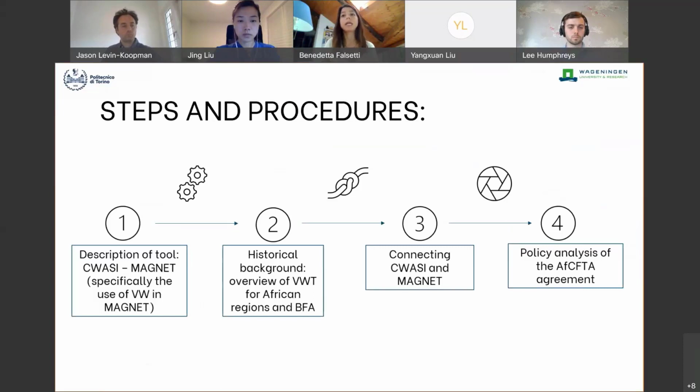Our work consists mainly of 4 steps. The first one is the description of the tool, because we use a database named Quasi, developed by Politecnico di Torino, and we want to implement the information from Quasi in Magnet, specifically the use of virtual water flows in Magnet. We have a historical background, so we want to investigate the historical trends of virtual water flows of primary agricultural products using data provided by Quasi. And after, we want to connect Quasi and Magnet and see the consequence of the policy analysis.